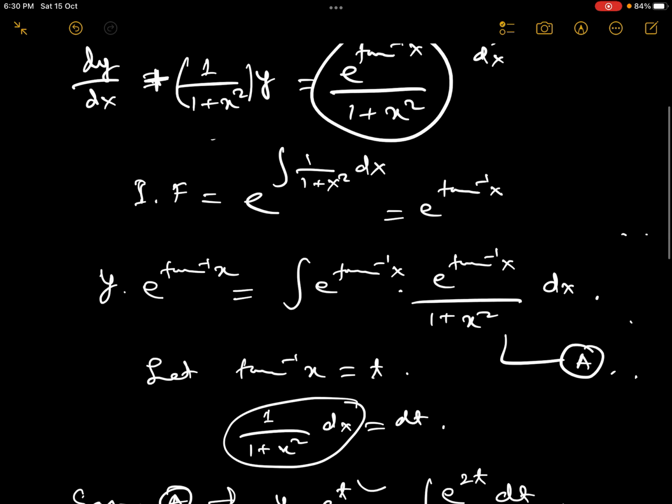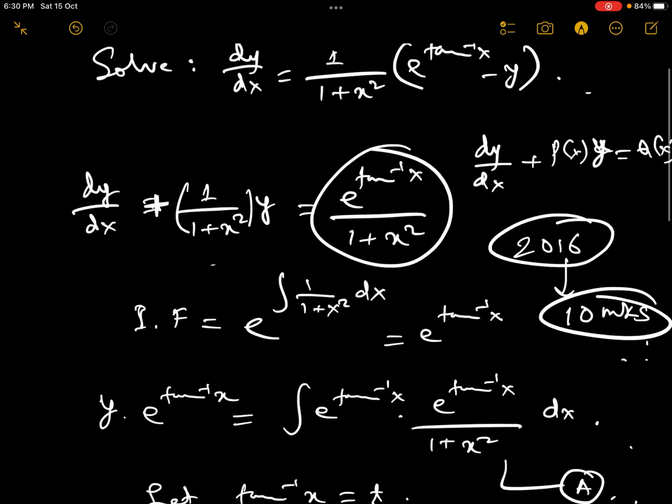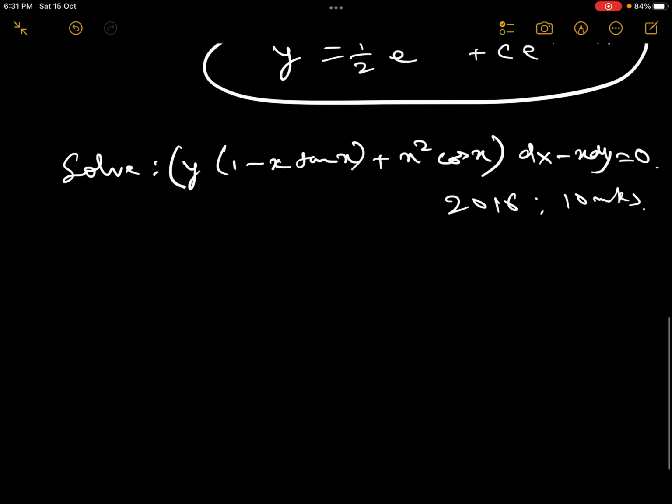Just amazing. If you know these linear differential equations, you can score 20 marks easily in 2016. Okay, I want you to try this problem. This is also a linear differential equation. You also know you transfer the terms here and there. All the best to you.